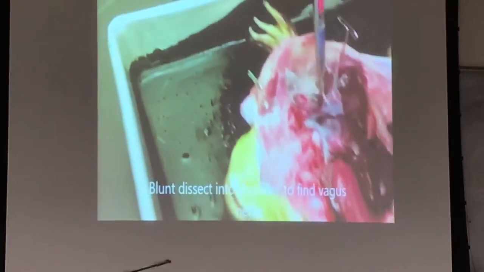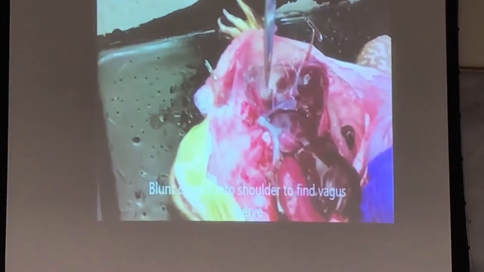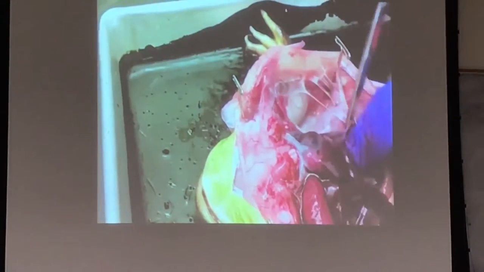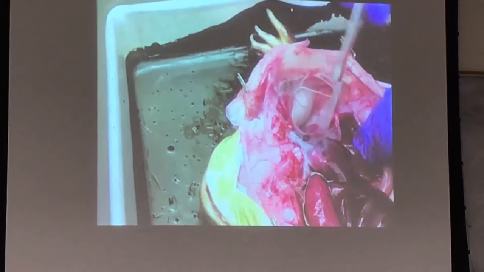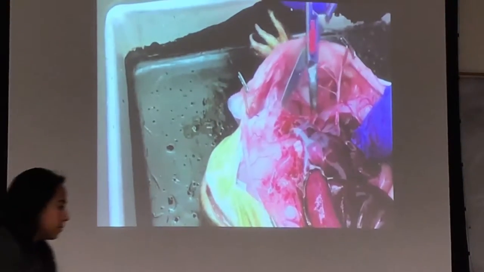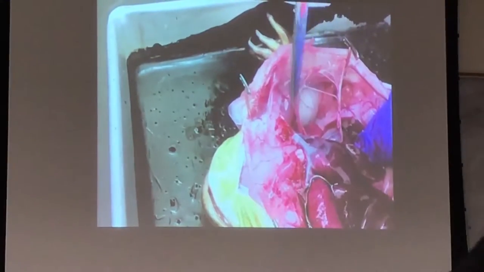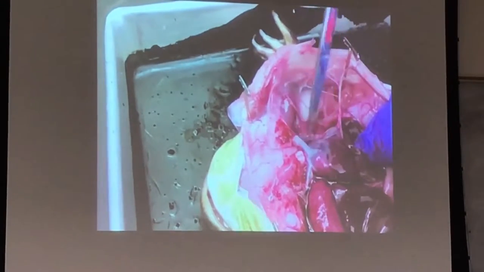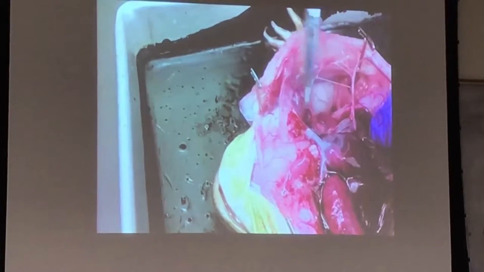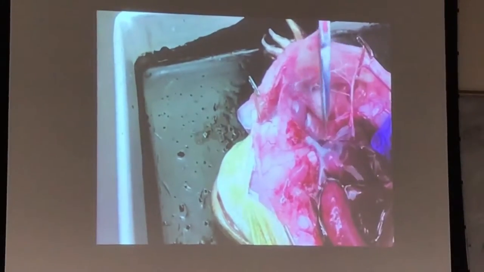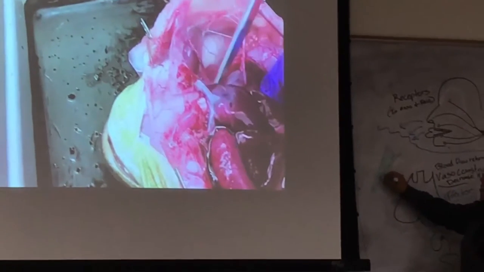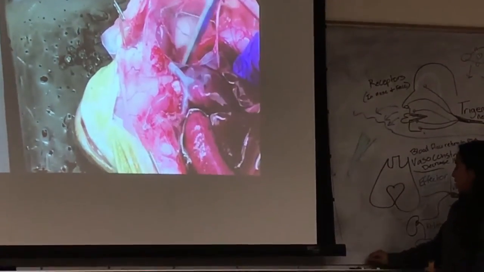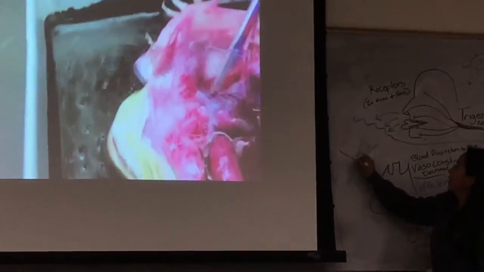Then you're going to find the vagus nerve in the shoulder. That's probably going to be the hardest part. It's really in there. Eventually you're going to see some shiny nerve. You want to find that nerve, and your vagus nerve is actually going to be perpendicular to it.